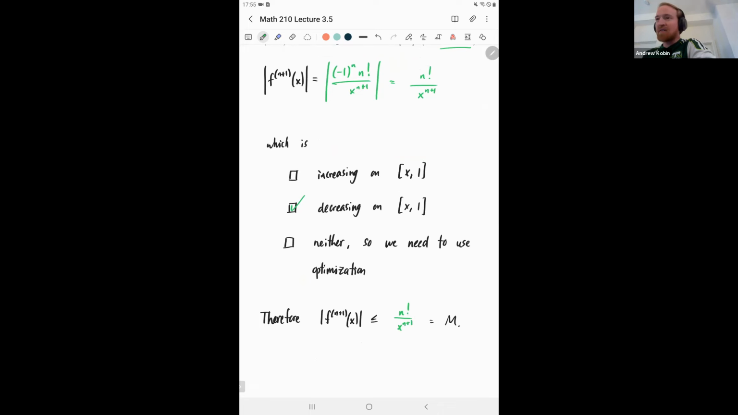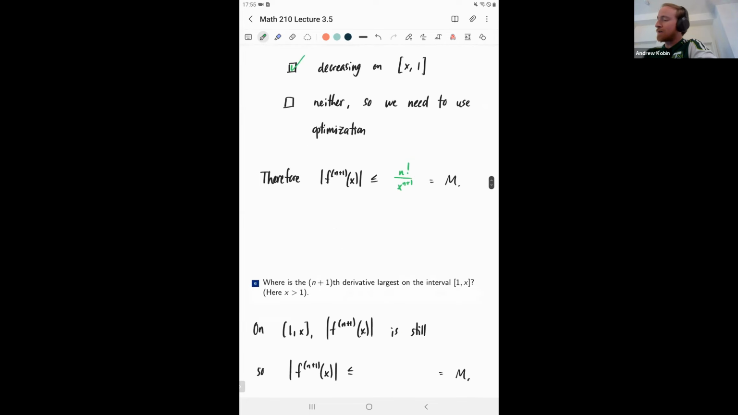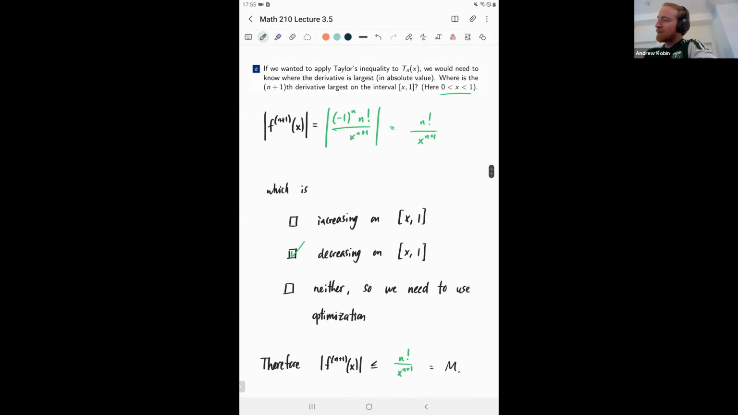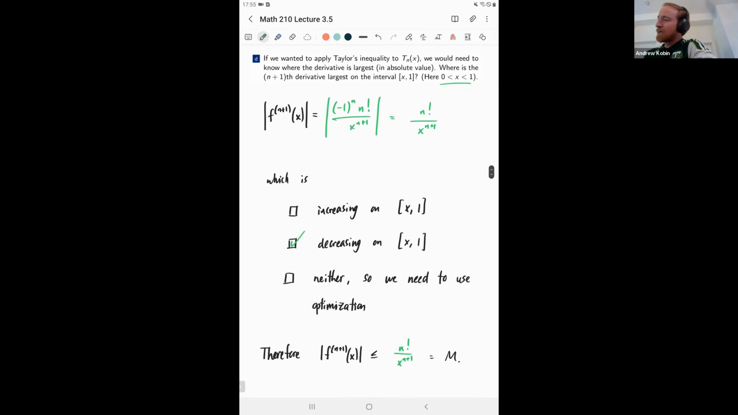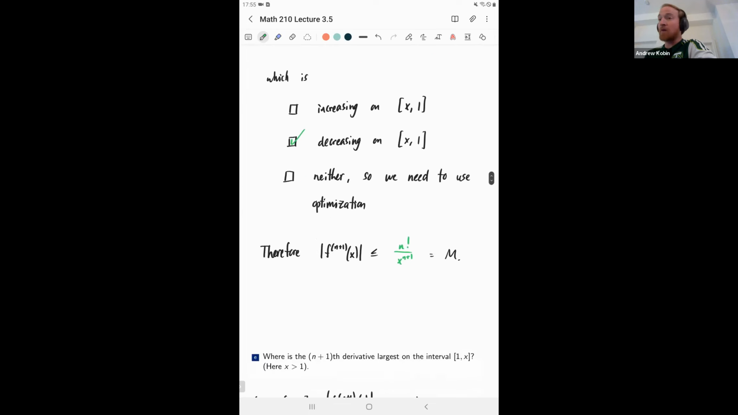Now that still involves x, so that's a little annoying, but we'll see how that fleshes out in a moment when we compute the Taylor inequality. Okay, so we have a bound, capital M. This is part D of the problem, for the absolute value of the n plus first derivative on intervals smaller than 1.